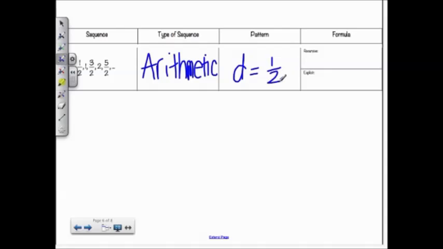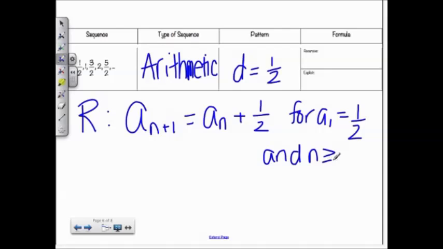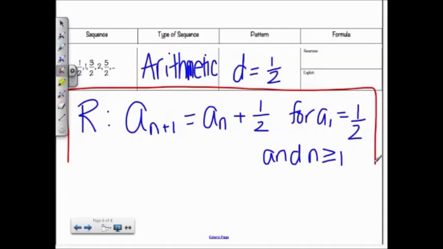Okay, so let's find our recursive formula. Our recursive formula is going to say that a sub n plus 1 equals a sub n. Each time I'm adding on a half, so a sub n plus 1/2. And that's going to be true for a sub 1 equals a half, and n is greater than or equal to 1. All right, so this can go right into your recursive formula box.